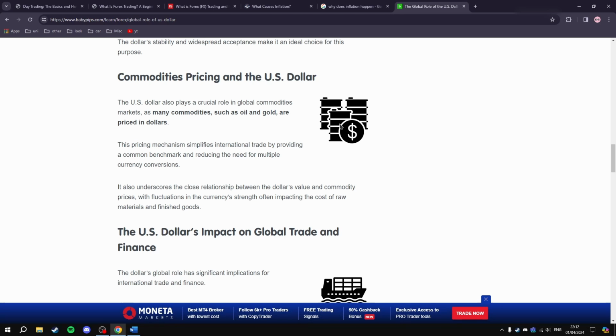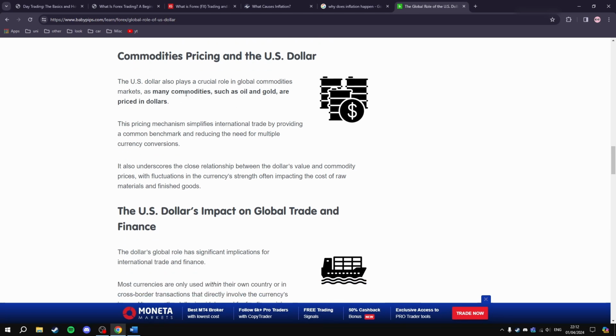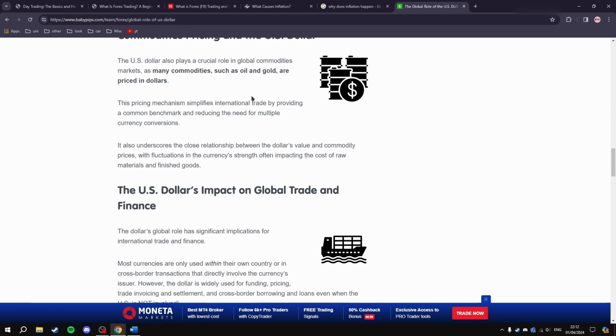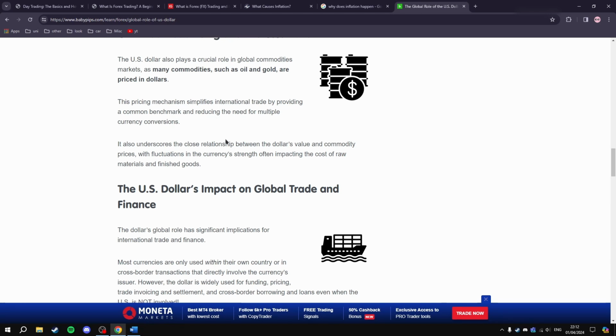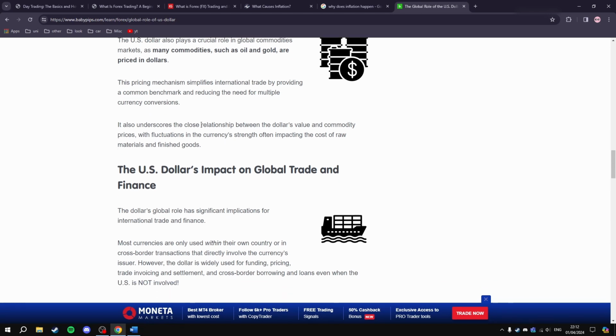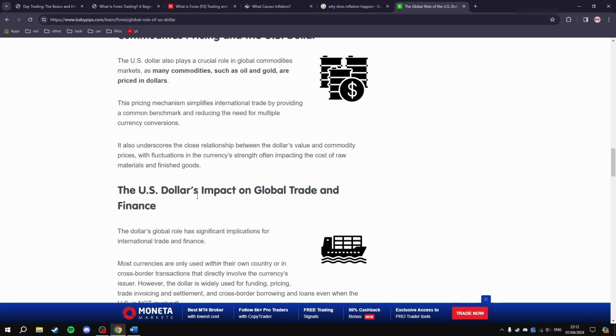Commodities pricing and the US dollar. The US dollar also plays a crucial role in global commodities markets, as many commodities such as oil and gold are priced in dollars. This pricing mechanism simplifies international trade by providing a common benchmark and reducing the need for multiple currency conversions. It also underscores the close relationship between the dollar's value and commodity prices, with fluctuations in the currency's strength often impacting the cost of raw materials and finished goods.